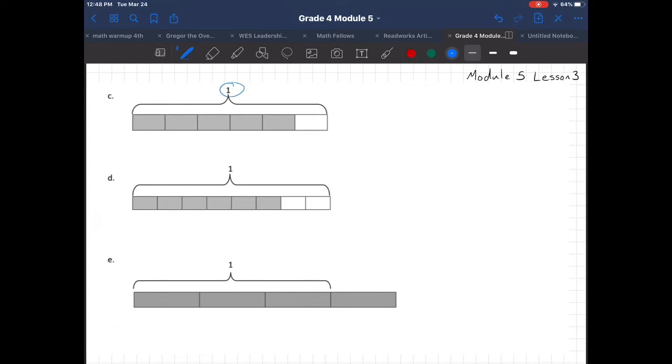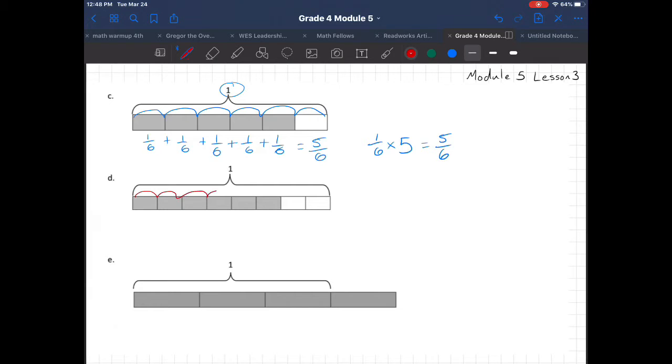Looks like my whole thing here again is 1. There are 1, 2, 3, 4, 5, 6 pieces, so these are all 1/6 plus 1/6 plus 1/6 plus 1/6 plus 1/6 equals a total of 5/6. 1/6 times 5 equals 5/6.